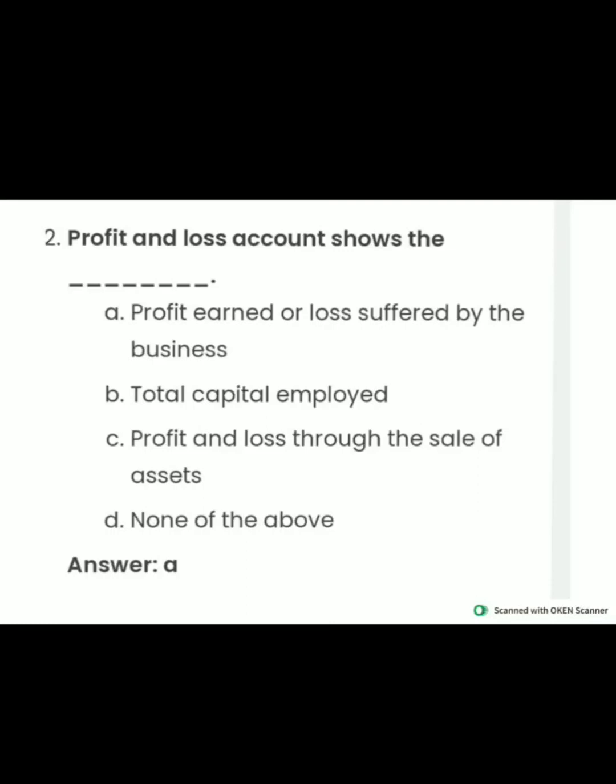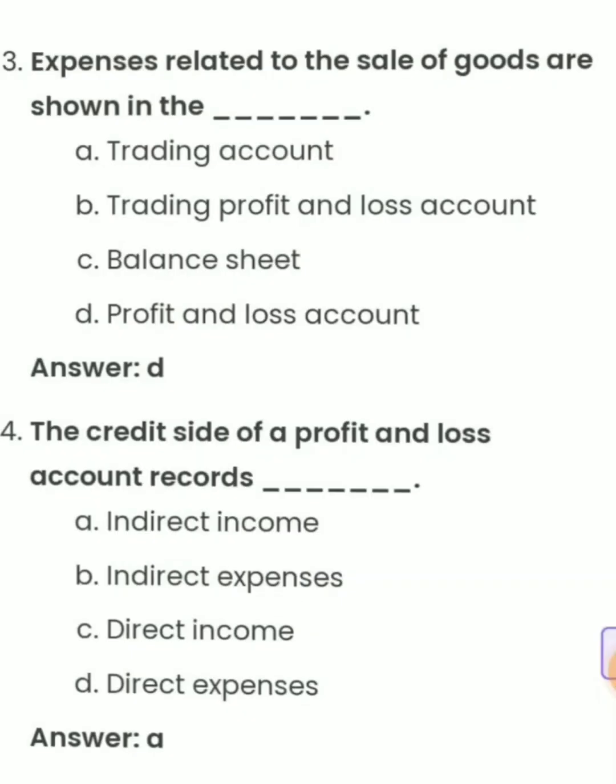The next MCQ, the profit and loss account shows what? It shows whether that company or business is earning profit or loss. So the first option is correct: profit earned or loss suffered by a business. That is what the profit and loss account shows.